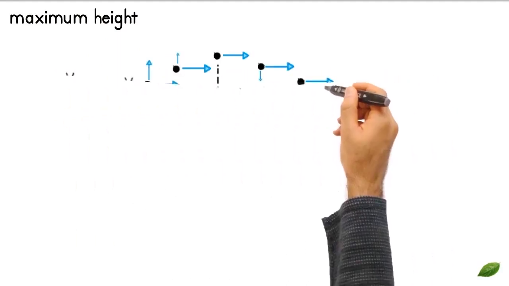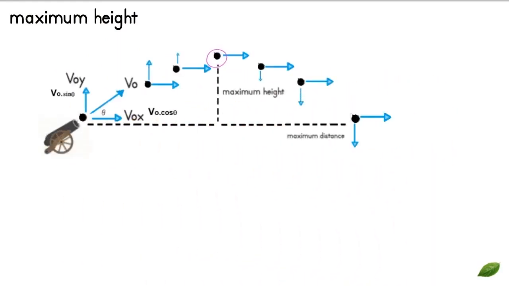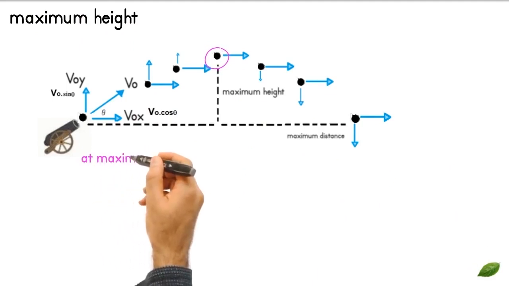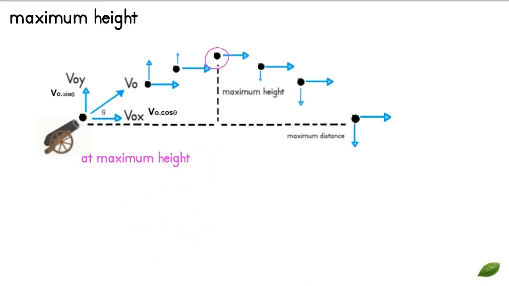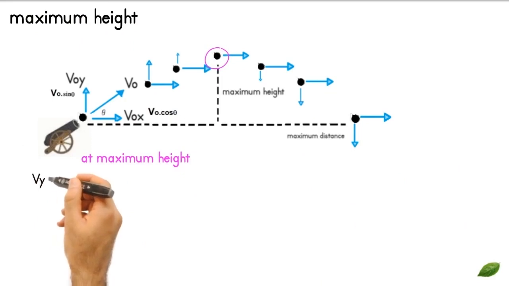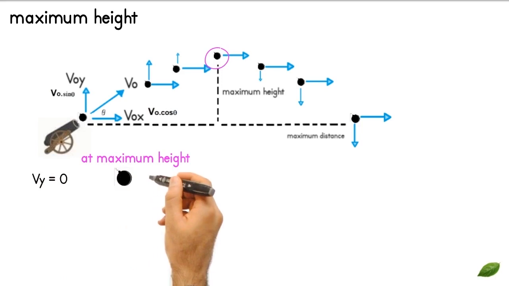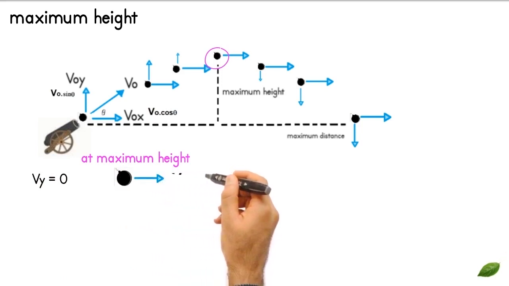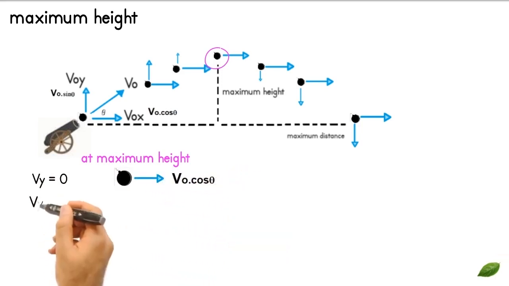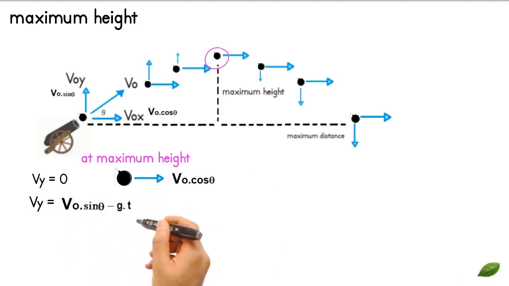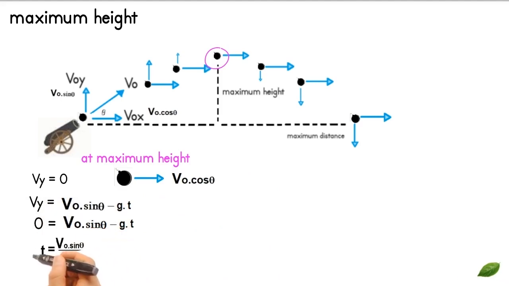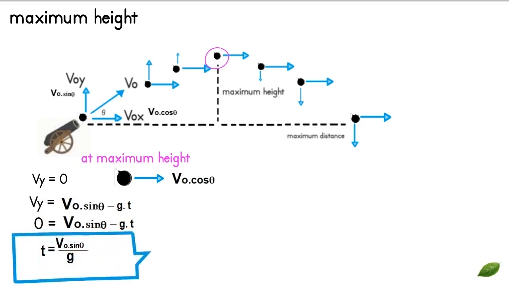Now we learn about the maximum height. At the maximum height, the Vy, the vertical velocity component, is 0, but we still have an x component, v0 cosine theta, so it is still moving in parabolic motion. So Vy equals 0, and we know that Vy is v0 sine theta minus g times t. At that point we get the time interval to reach the maximum height: t equals v0 sine theta divided by g.